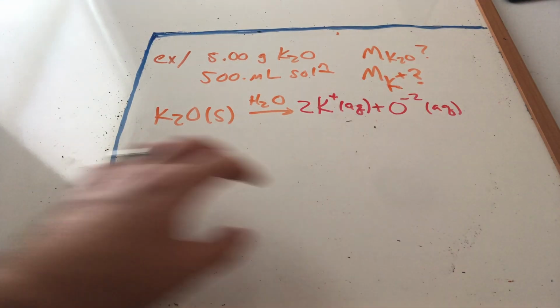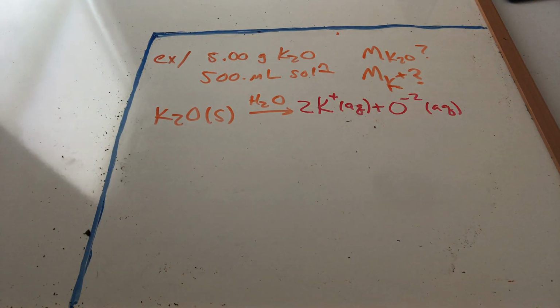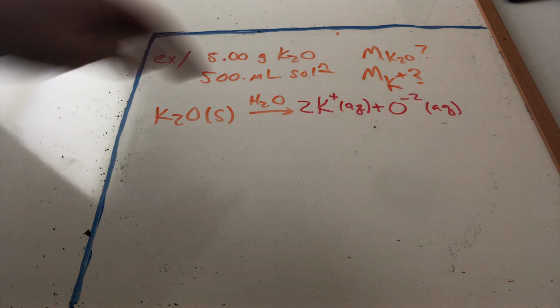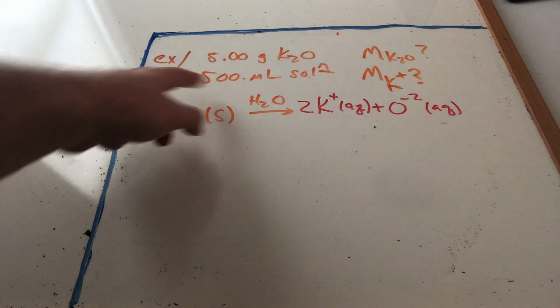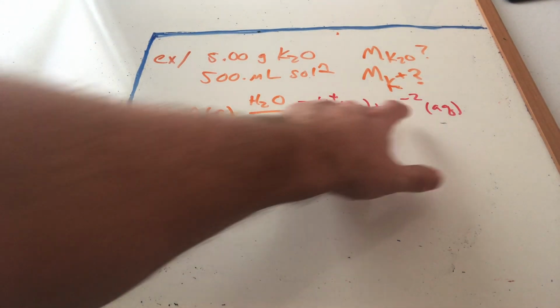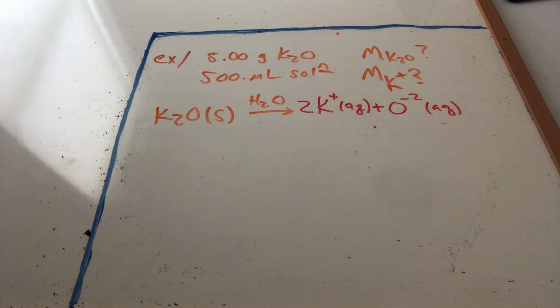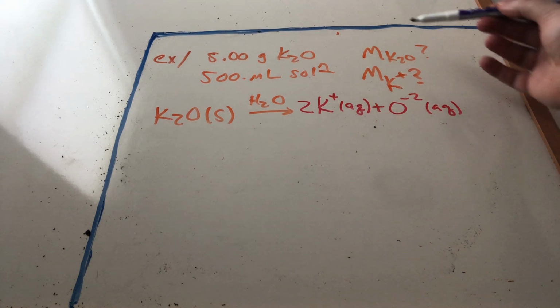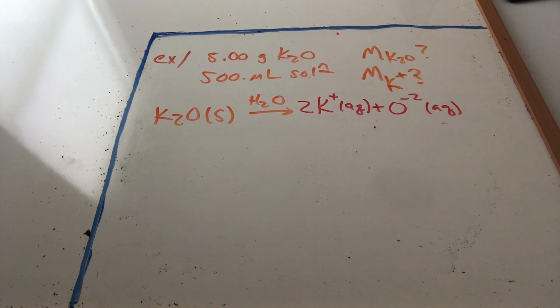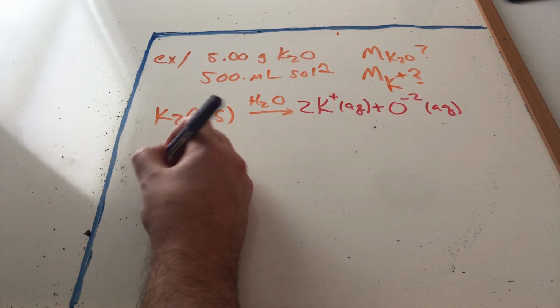But now you can see how that symbolism leads us to write these dissolution problems in a way that makes sense. This breaks down into 2 K plus surrounded by water and 1 O surrounded by water. Notice I include the correct charge. And also notice that there's no charge over here and there's no net charge over here. 2 pluses cancel out the -2. So then let's think about the information that we're given. We want to know, based off of 5 grams of K2O and 500 milliliters of solution, what the molarity of K2O is.